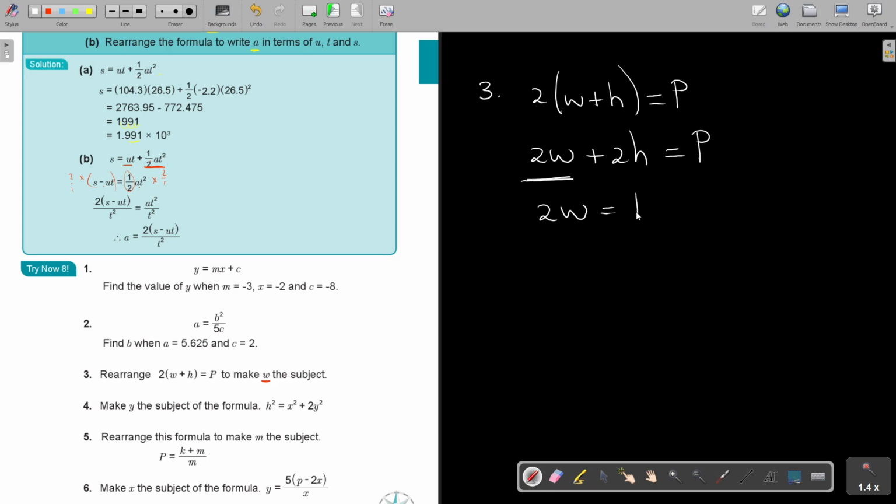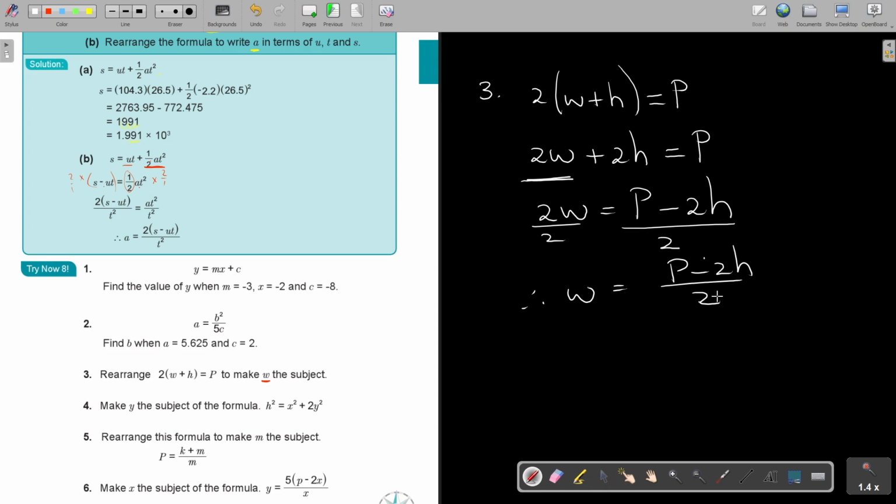2w equals p minus 2h. Then I'm going to divide by 2 and I divide by 2. So therefore, w equals p minus 2h over 2. Please, I'm just saying this: don't cancel those 2s. You can only cancel if it's one term on top and one term at the bottom. Just leave it like that. That's the final answer.